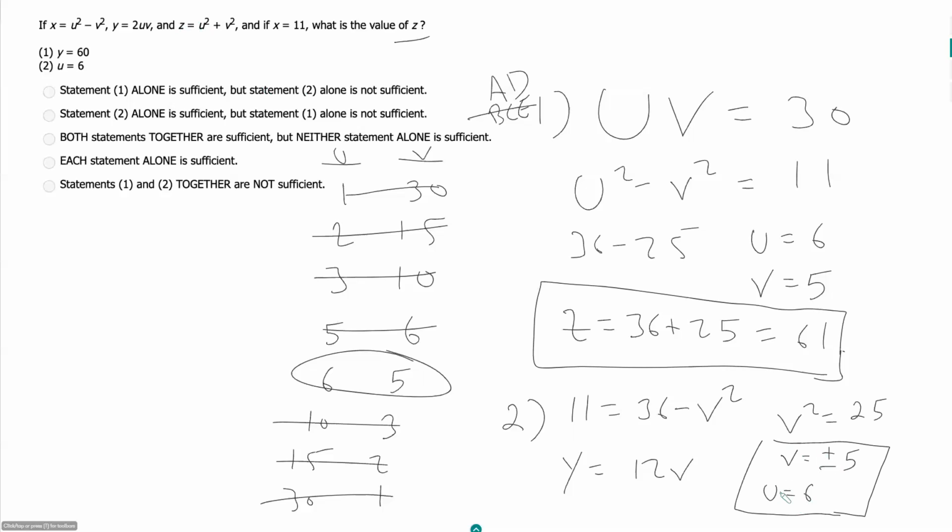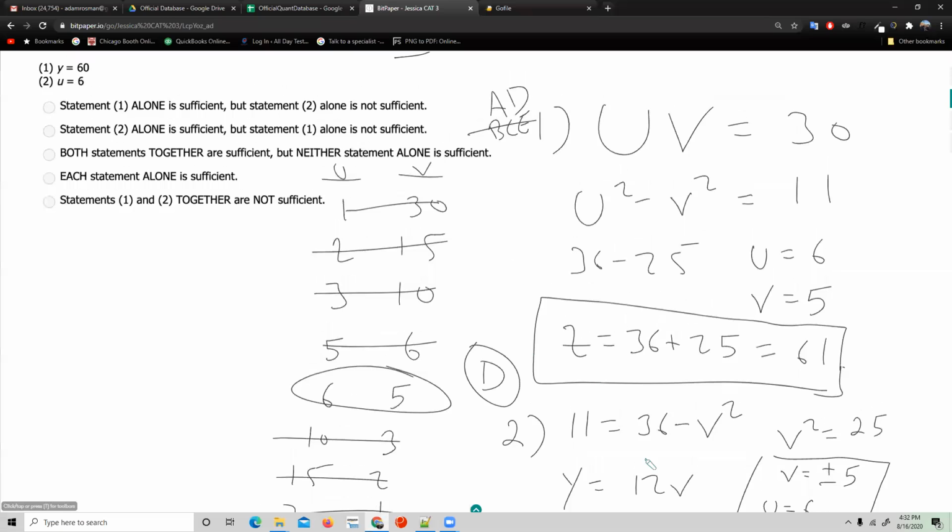So we know u is 6. We know v is plus or minus 5. And so we could definitely find u squared plus v squared. So this will also be sufficient. A bit better than the first statement. But both of those, I would say, are pretty tricky and you've really got to think about them a bit. D. Tough question.